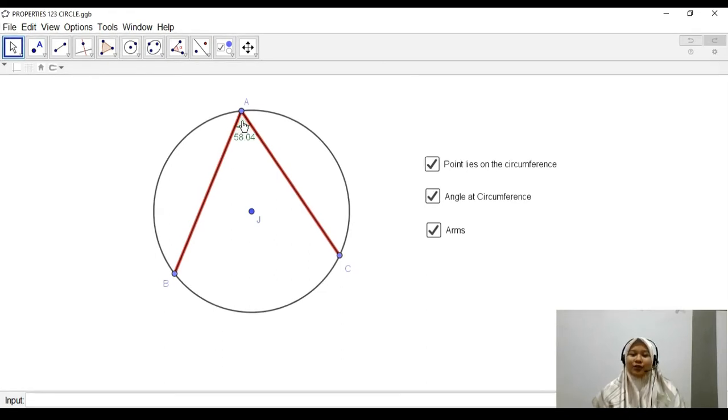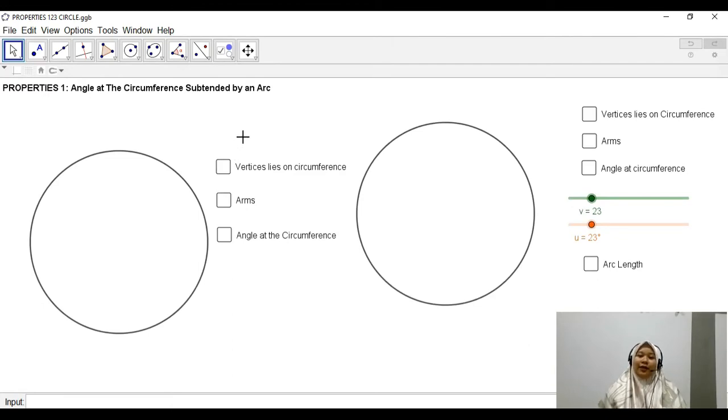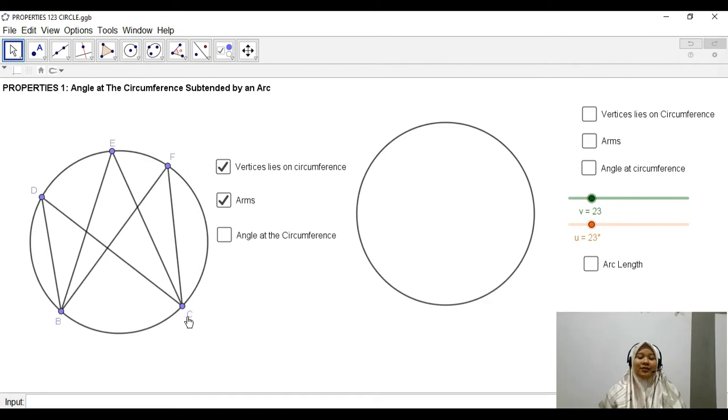In this subtopic, I would like to categorize into three properties. Now let's move to the first property. The first property is about angle at the circumference subtended by an arc. So here we have two circles on the screen, but let's focus on this circle first. In this circle, we have points that lie on the circumference: D, E, and F. These points are connected with arms to points B and C. Both arms for each point are connected to B and C. Hence, we can know the angle at the circumference at points D, E, and F are all equal. This is because their arms are connected to the same points.